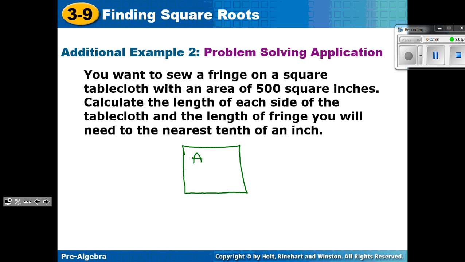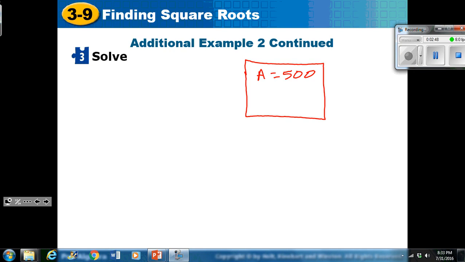The area equals 500. Now they want this to the nearest tenth of an inch, so that means we're going to have to use our calculator for this. So if the area of that equals 500, I put the square root of 500 into my calculator, and that comes out to 22.36 and some more. So each one of these sides is going to be 22.36 plus some more.